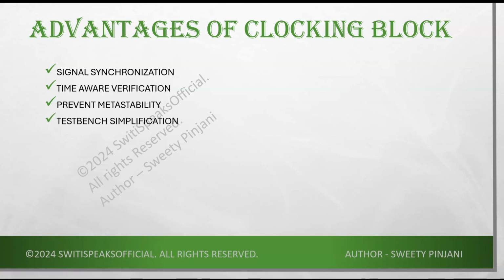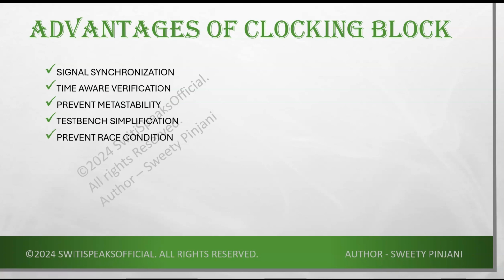The fourth advantage of clocking block is test bench simplification. How does it help in test bench simplification? Do you remember where we place the clocking block? We place the clocking block in interface, module, or program block. So you can easily place this clocking block inside these test bench components, which are interface, module, and program block, without worrying about the clock. This is how it helps in test bench simplification.